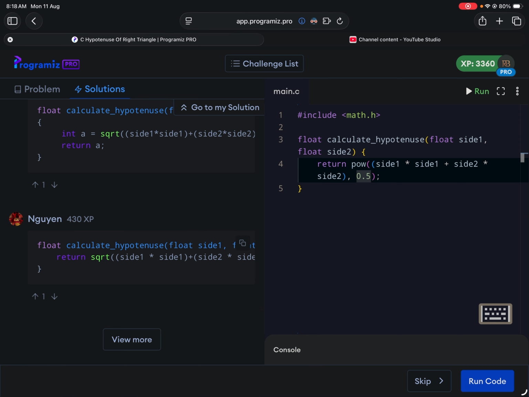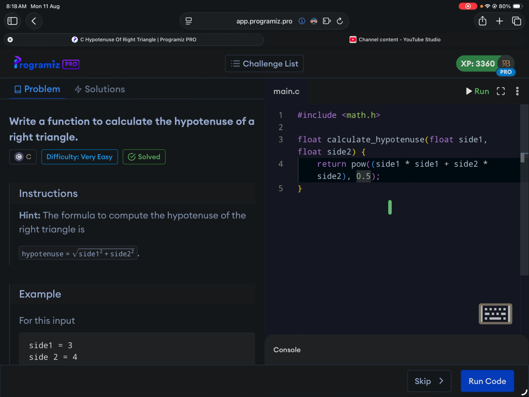It's pretty much similar sort of solutions to what people have proposed. Okay, so that's how we solve this particular problem.